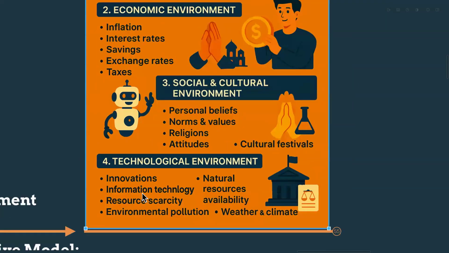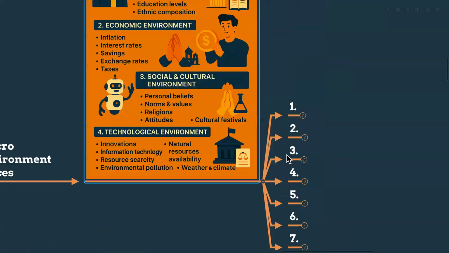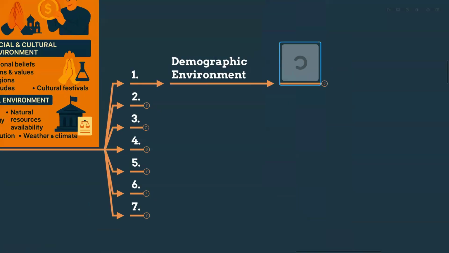At the same time, the technological environment. What this means is how new technology changes business operations, like innovations, information technology, resource scarcity, environmental pollution, right? So, not environmental pollution, natural resources availability. I think it's mixed with the natural environment also, right? Let's see it in the actual notes area.